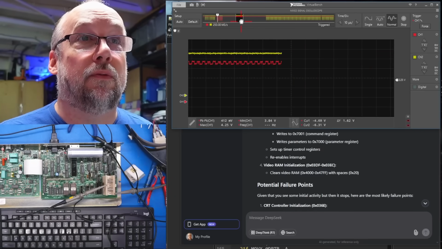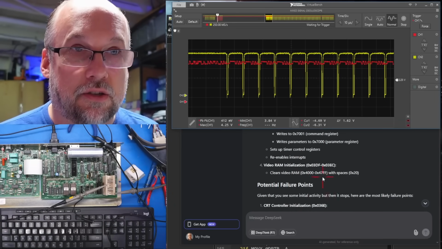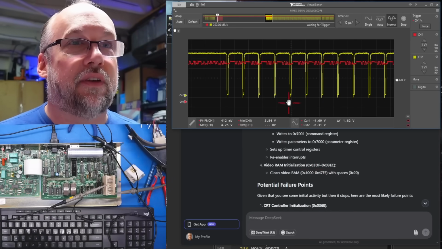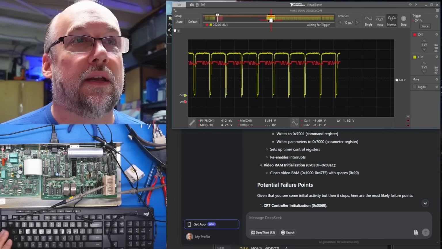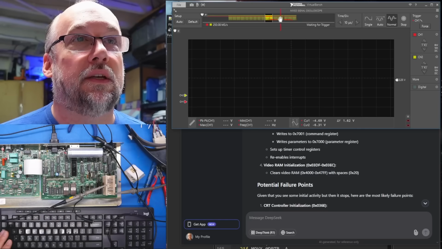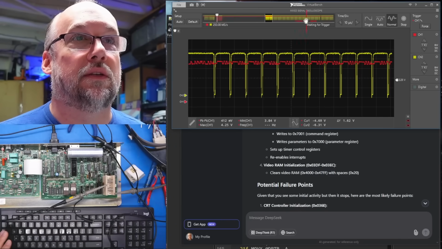Then the video chip, and then something else after that. Now we did see in its analysis that it's clearing the video RAM after the video initialization, and that's probably what's going on right in here. Oh, look at that, we now can't see the rest of the capture. That's weird, it's got to be a bug in this software.